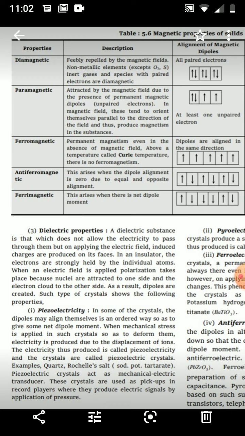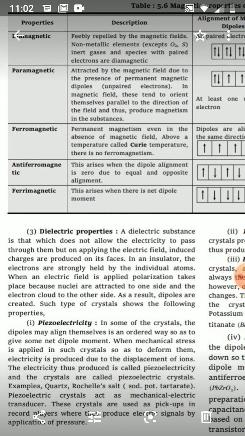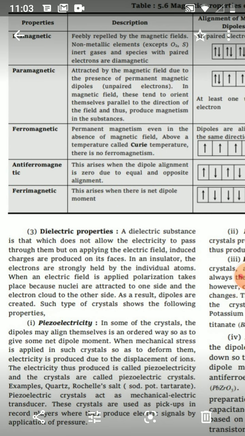See, piezoelectricity. In some crystals, the dipoles may align themselves in an orderly way so as to give some net dipole moment. When mechanical stress is applied to such crystals so as to deform them, whenever we pressurize, the crystal may deform and electricity is produced due to displacement of ions. This electricity thus produced is called piezoelectricity, and the crystals are called piezoelectric crystals. For example, quartz, Rochelle salt, sodium potassium tartrate. Okay, these are the examples.